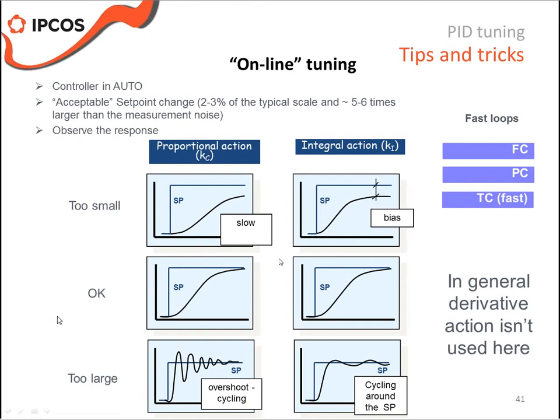So this is a good way of tuning simple loops, and quite often this is what we all tend to do. Derivative action is generally not used, certainly in the quick method or the online tuning method, but you can still use it if you have a lot of experience in doing that kind of thing.